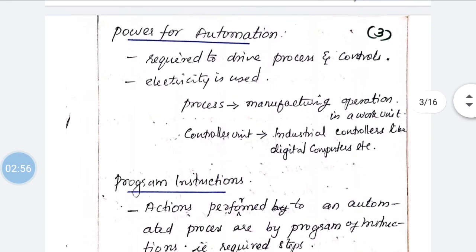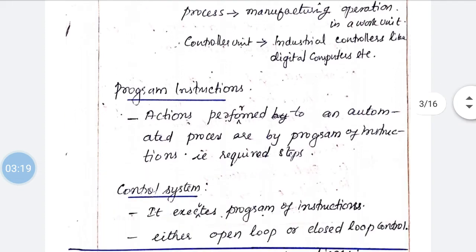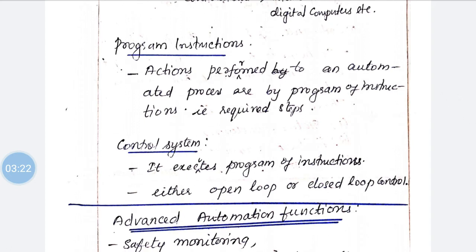Next we can see the power for automation. What is the power for automation? We require electricity for working the equipment like machines, computers, everything. And this automation system has a process and controls. The process is the manufacturing operations, and the control unit is the industrial controllers, and there are program instructions. These are actions performed in an automated process by a program of instructions, that is, the required steps.